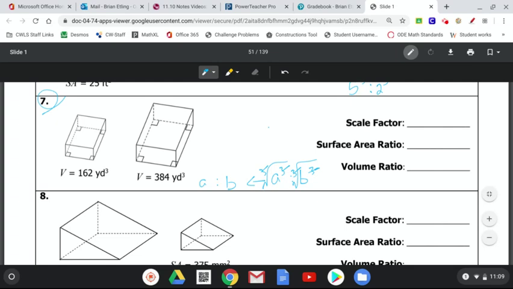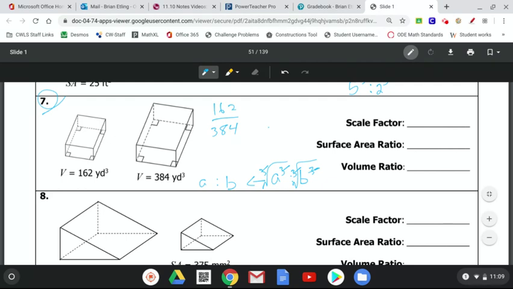But for this one right here, for number 7, we have 162 over 384. Okay, 162 over 384. This is where this one's a little bit tricky. This is probably how most of them are going to look. They're gonna be tricky. So for this, the 162 over the 384, you first have to reduce this fraction down before we can take the cubed root.